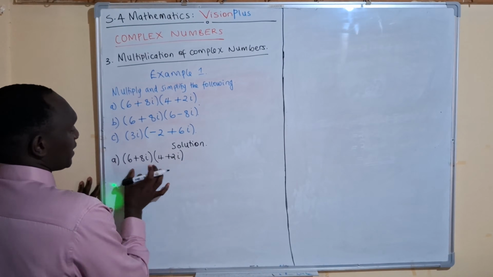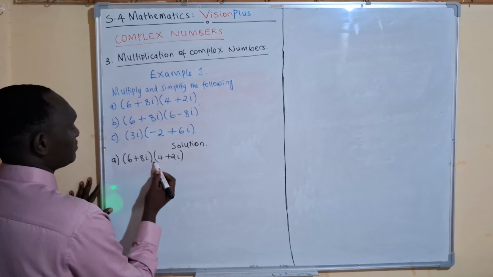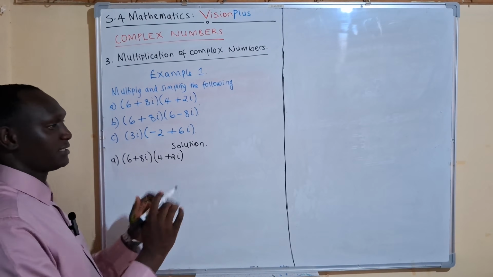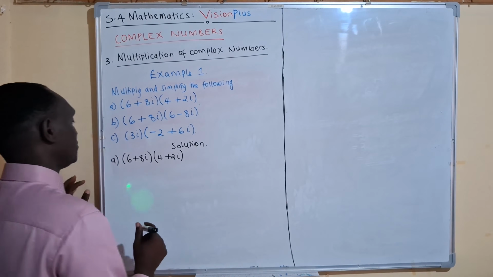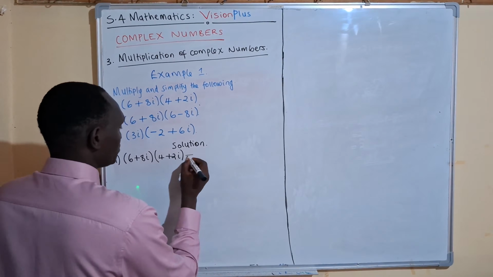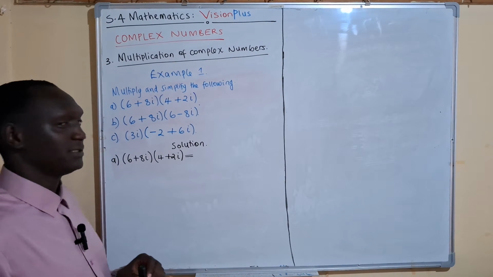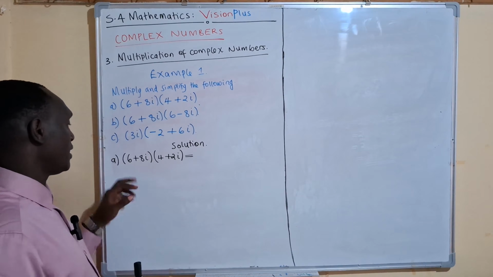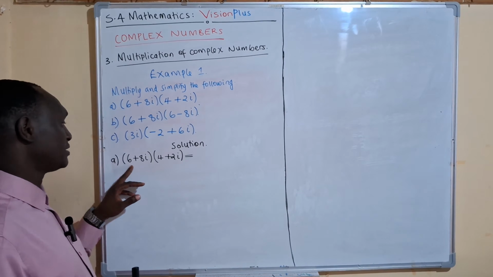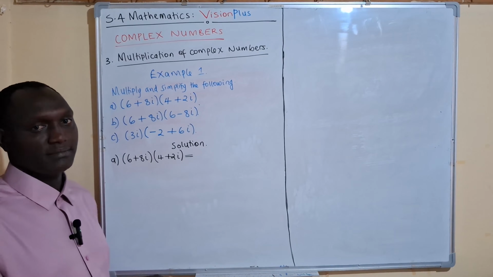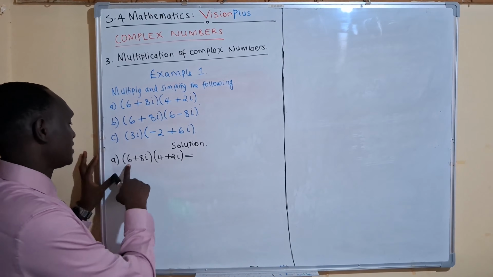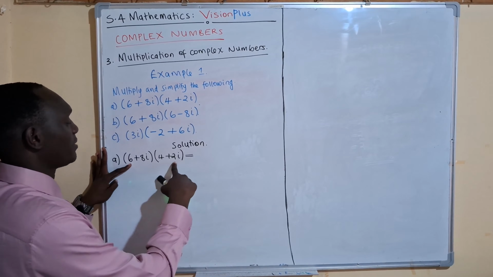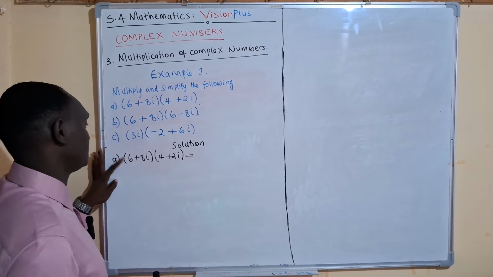The moment you see two brackets and there is nothing in between them, that is multiplication. There is a bracket, times another bracket. So let's multiply this. What do we do? Remember, when we are multiplying brackets that have more than one term, every term in each bracket has to multiply every other term in the other bracket. That means 6 here will multiply all the terms in this bracket, as well as 8i will also multiply all the terms in the other bracket.